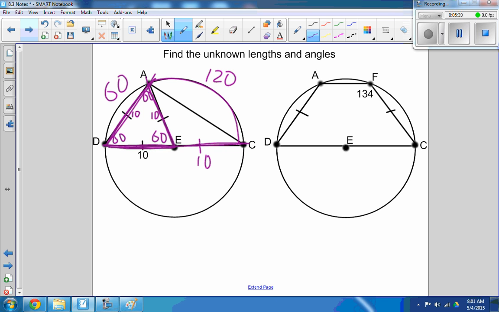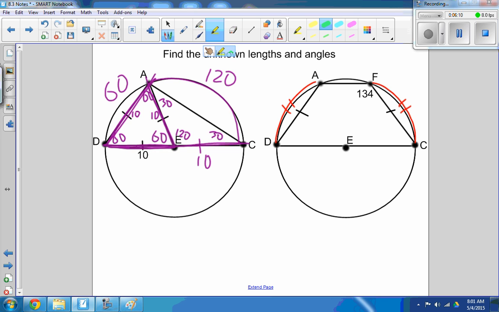So since this is 120, the central angle is 120. We have an isosceles triangle here. So 180 minus 120 is 60 divided by 2, 30 degrees, 30 degrees. Over here, looks like we've got an isosceles trapezoid. Since those arcs are created by congruent chords, these arcs have to be congruent. Now let's look at what we know.